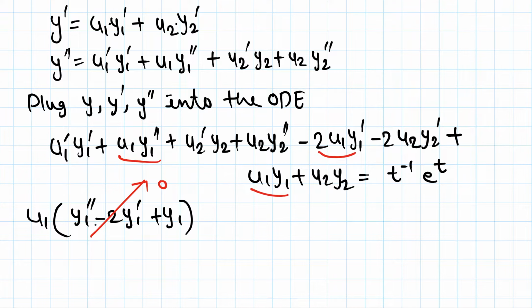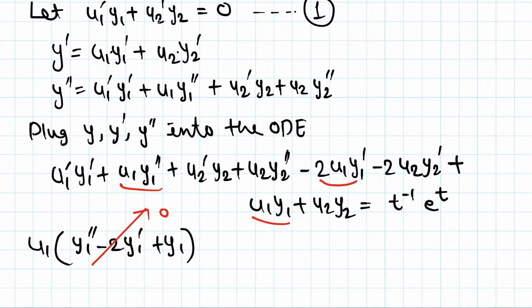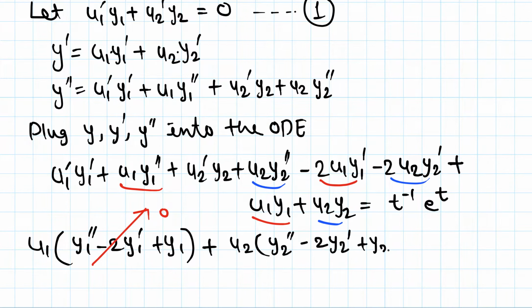In fact, you can write down the function y1 and find the second derivative and first derivative, and y1 is just y1. What is our y1? e^t. And you can see they cancel. Plus, in the same way, here is u2. Let's factor u2 out from there. So y2 double prime minus 2 y2 prime plus y2. And this is also going to go to 0 because y2 is a solution.